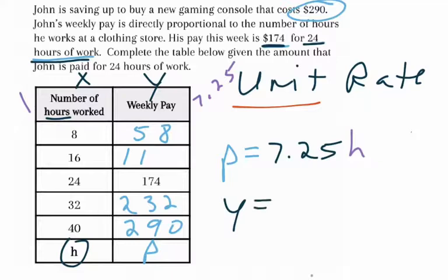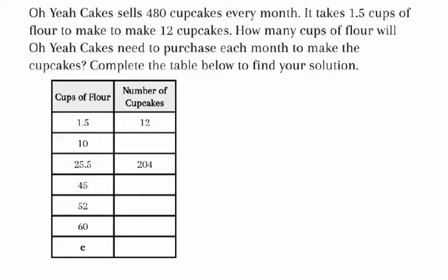So we could say Y equals 7.25. Sorry, I'm about to put a 5 in there. X could be a way to do it if we were going to go in and graph it as well. Okay. Let's try one more.